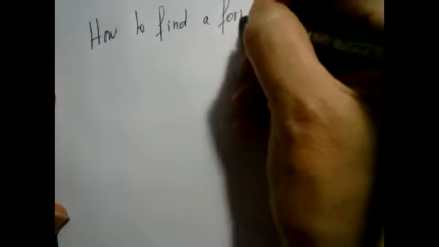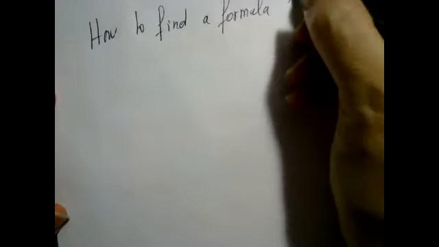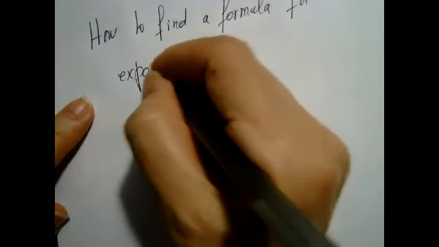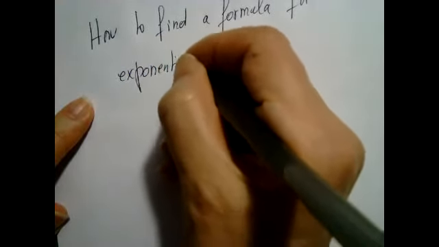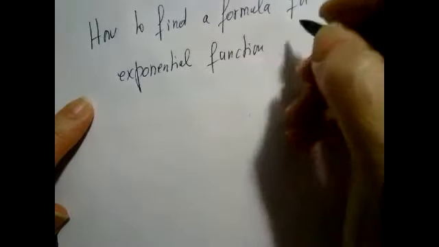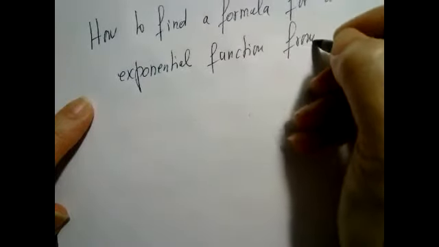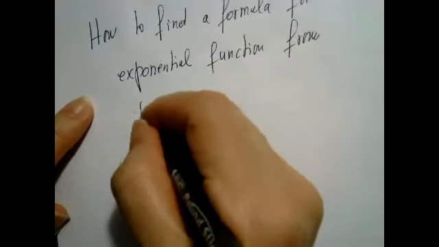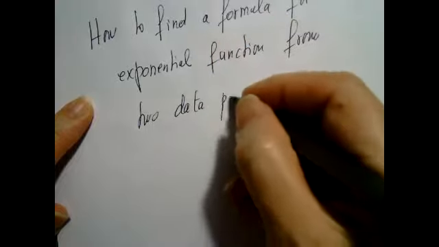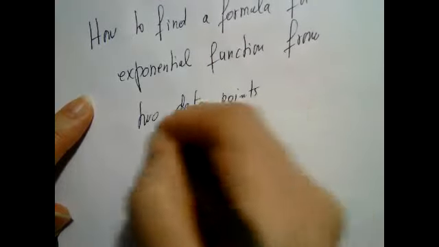So how to find a formula for an exponential function from 2 data points? It means I have 2 values. How can I find a formula?